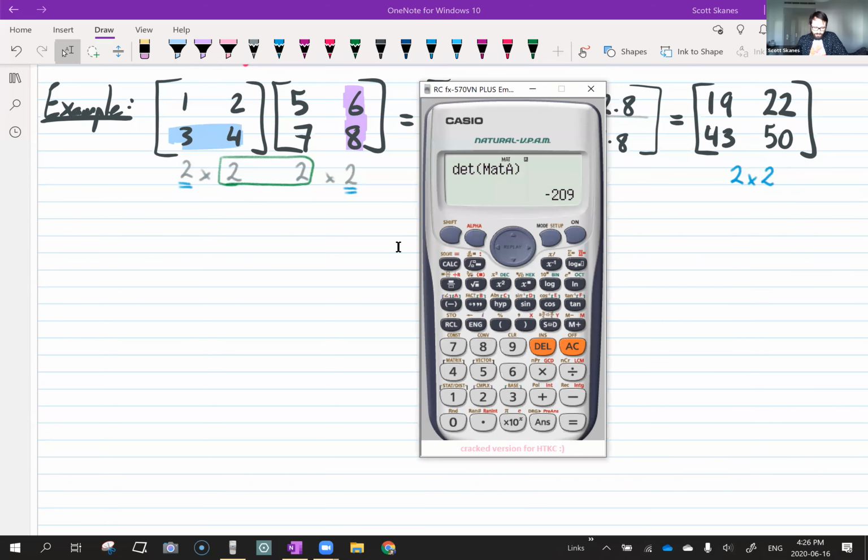So, okay, I've got 2 matrices, A and B. I need to multiply these. Let's say we're going from the start. Mode 6. This is how I set up my mode 6.